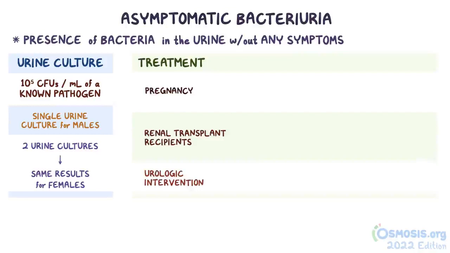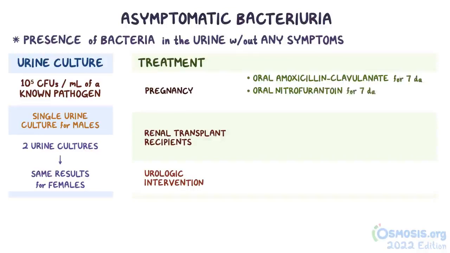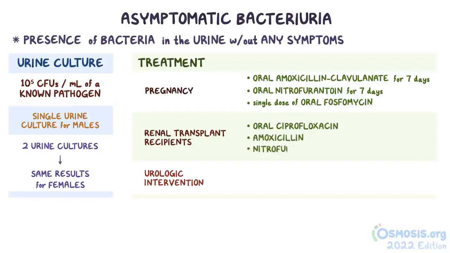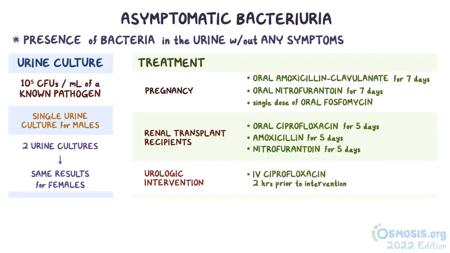In pregnancy, treatment is done with oral amoxicillin clavulanate or nitrofurantoin for 7 days, or a single dose of oral fosfomycin. In renal transplant recipients, antibiotic therapy includes oral ciprofloxacin, amoxicillin, or nitrofurantoin for 5 days, and afterwards, treatment can be adjusted according to urine culture and susceptibility testing. Regarding those about to have a urologic intervention, IV ciprofloxacin is given 2 hours prior to the intervention.